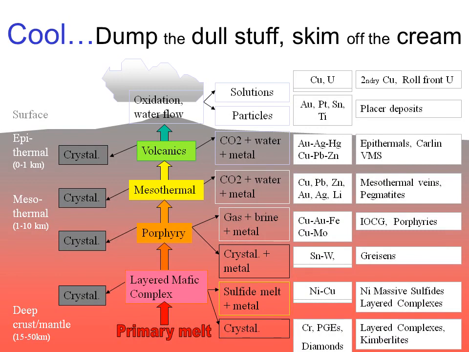The next talk will be on the deposits associated with the mafic layered complexes and kimberlite intrusions. These include copper, nickel, and platinum, and chrome, and primary or non-placer diamond deposits.